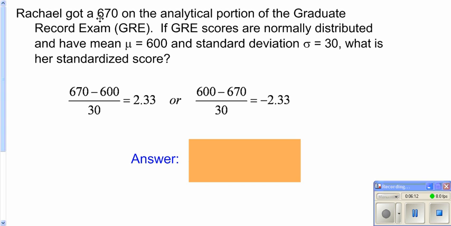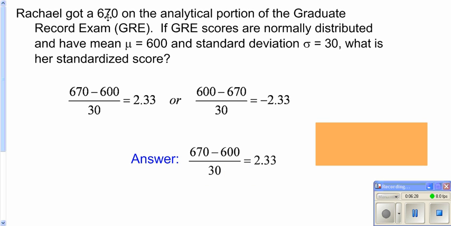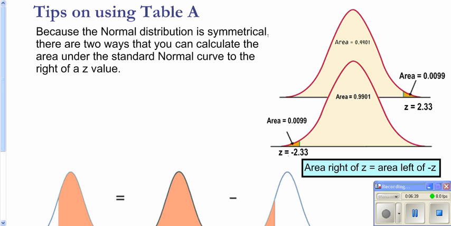Here we have a 670 with a mean of 600, standard deviation of 30. Plugging that into our z-score formula, you're going to get one of these two here, but which one's which? It is the one on the left. Remember, if your data value is greater than your mean, it's always going to be positive, and so therefore it's this one here. Also, if you just use your formula, you would end up getting that one too.